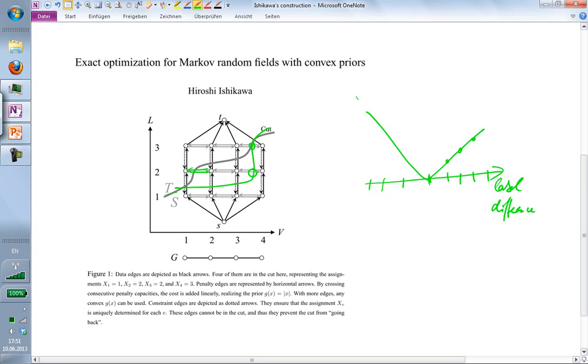So I can encode such a potential which penalizes the absolute value of the label differences. However, if I had only these two kinds of arrows, I could still produce strange cuts. So for example, I could produce a cut which goes up here and then comes back down and does something else.